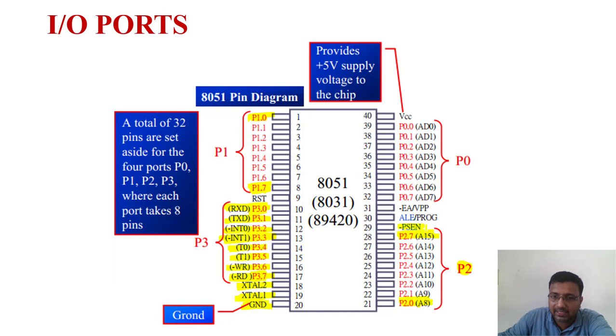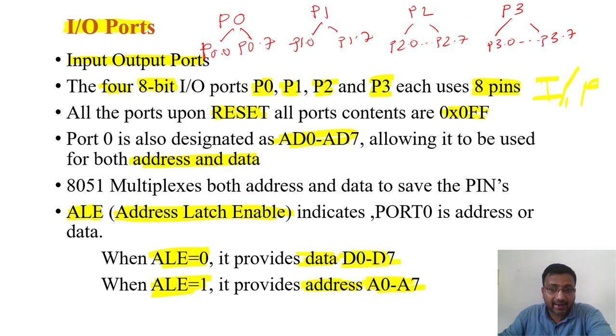Then we have PSEN bar, that is program store enable bar. We have ALE, EA bar and VPP. Then port 0 starts from here. Pin number 39 is P0.0 and P0.7 is here, and this is port 0. Port 0 can be read as AD0 to AD7, address and data, which again depends on ALE. Whenever ALE is 0, it acts as data. Whenever ALE is 1, it acts as an address.